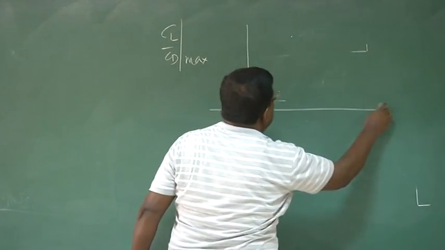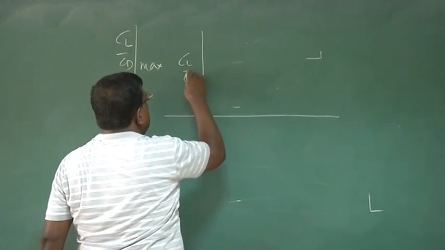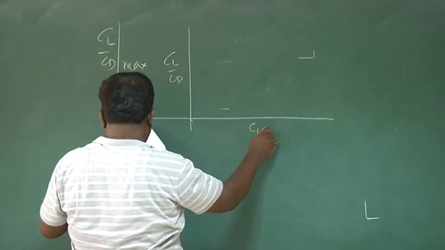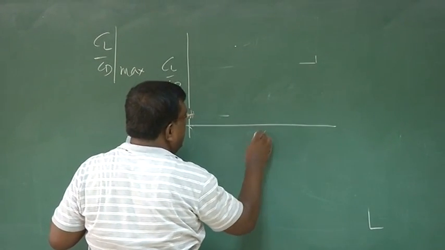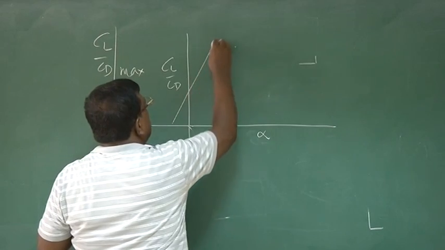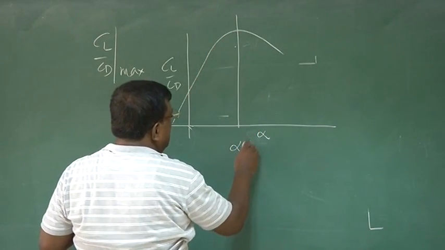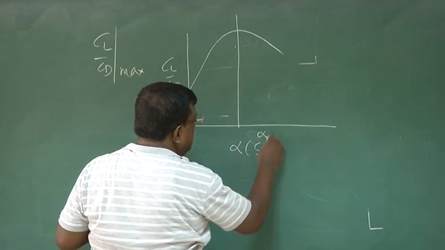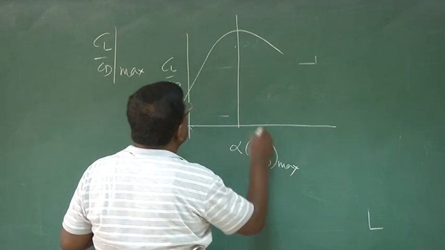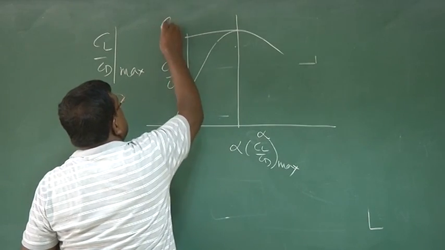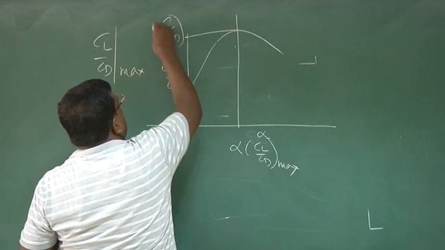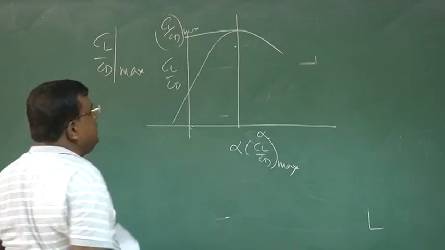If we plot CL by CD versus CL, or let's say versus alpha, then the figure will go something like this. So there is a typical alpha for which CL by CD is max. This is CL by CD max. What is the message from here?